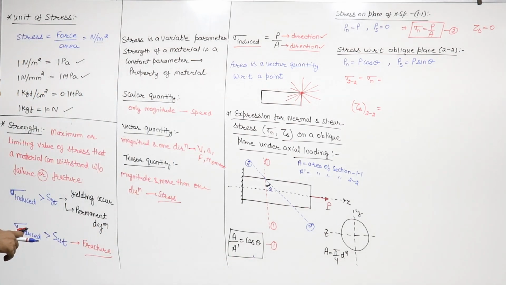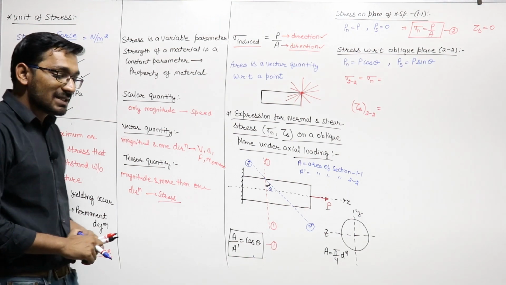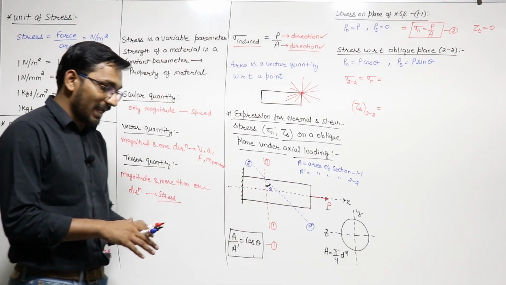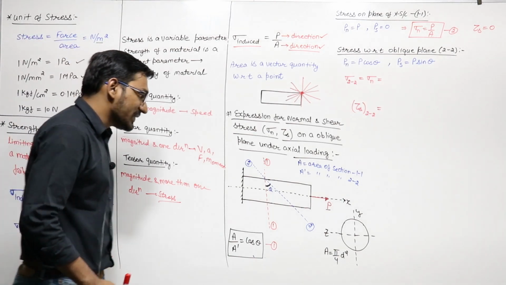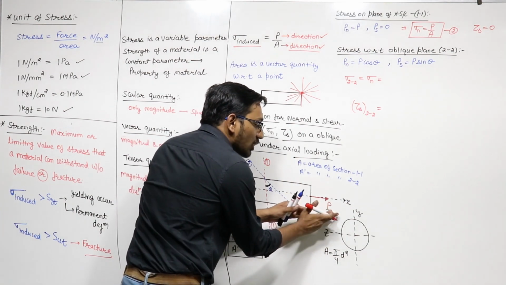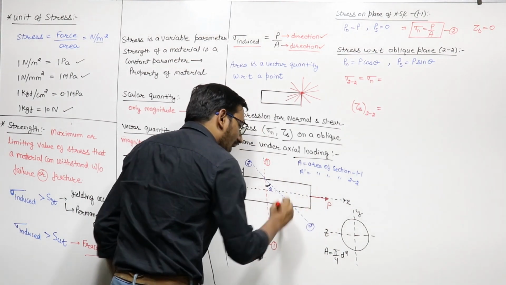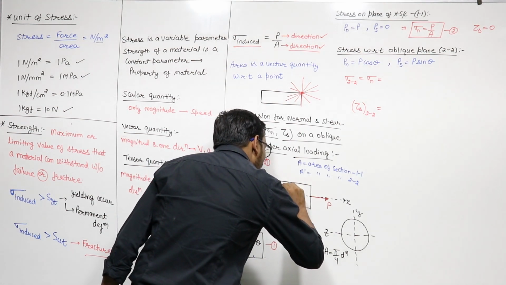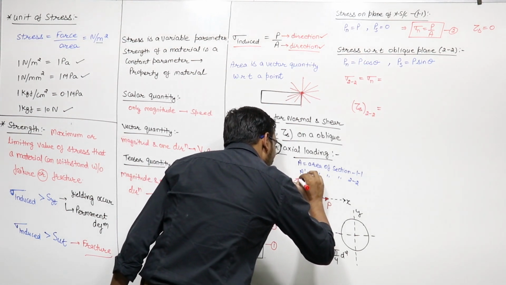Now I want to know the value of normal stress and shear stress on this oblique plane. Because of this load P, let the normal load on plane 2-2, or section 2-2, be Pn.